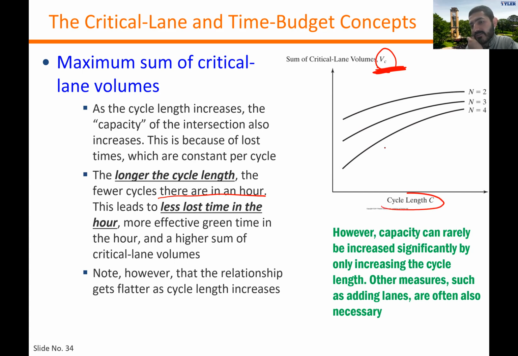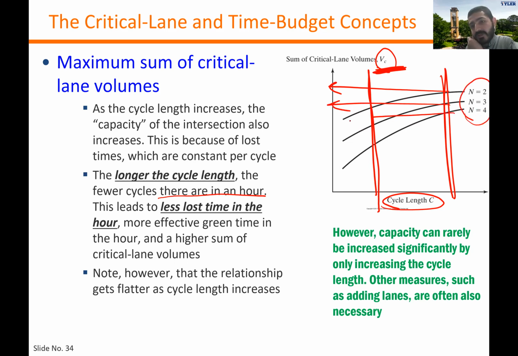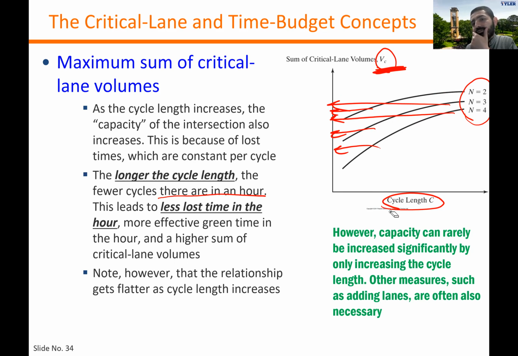So here, if we have a cycle length of a certain amount here versus here, as you could see, regardless of how many phases, we're going to end up with a high sum of critical lane volume compared to if I have a small cycle length right here. But also what's important is how many phases. If we have only 2 phases in that cycle, we're going to end up with a high sum of critical lane volume.